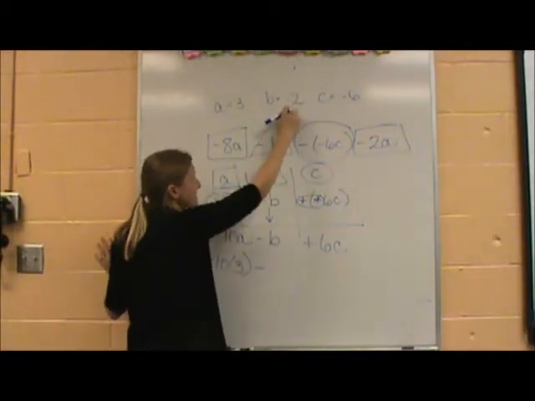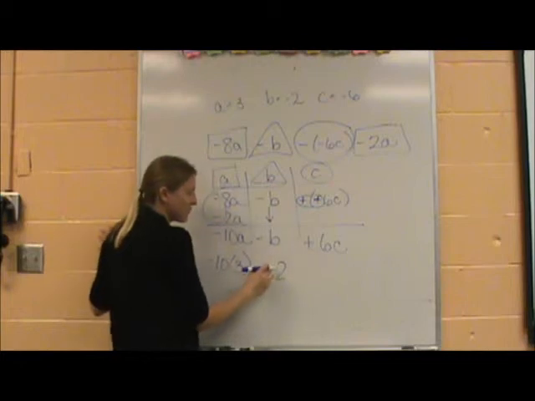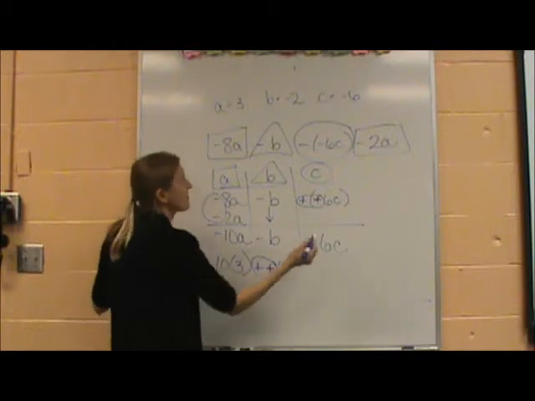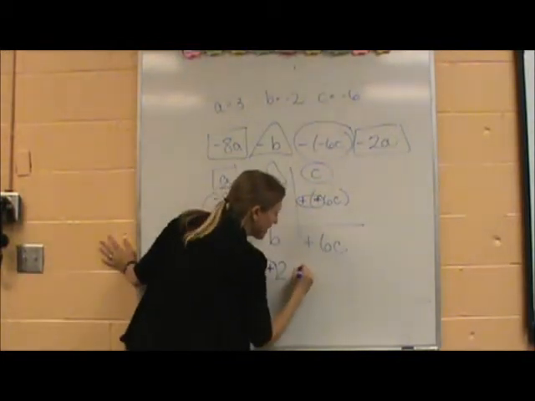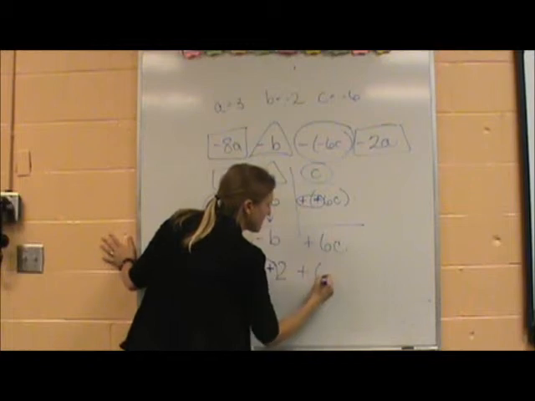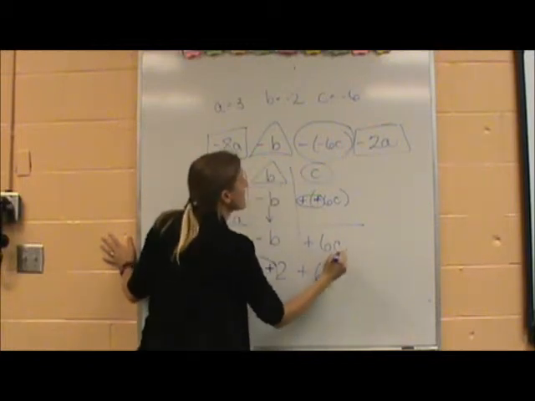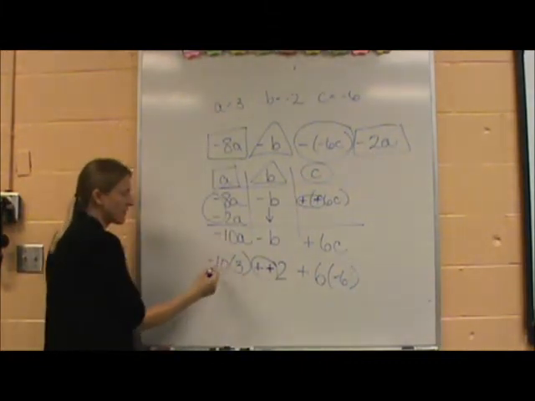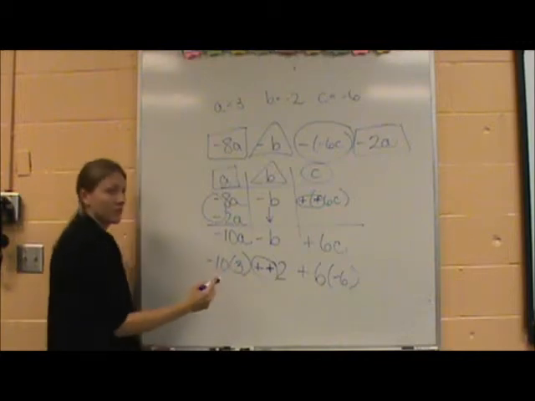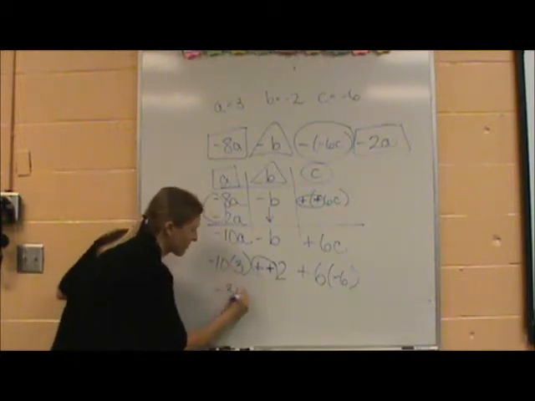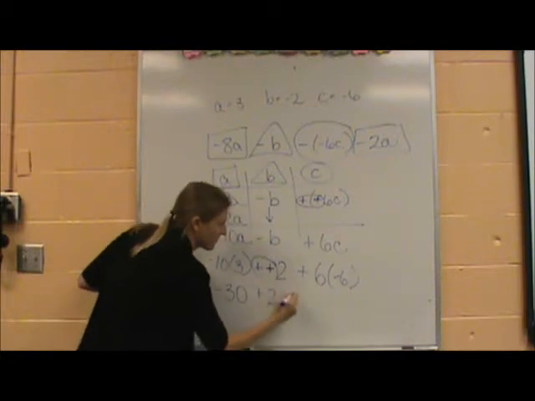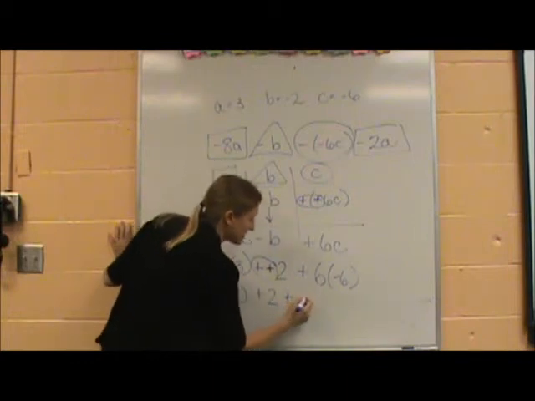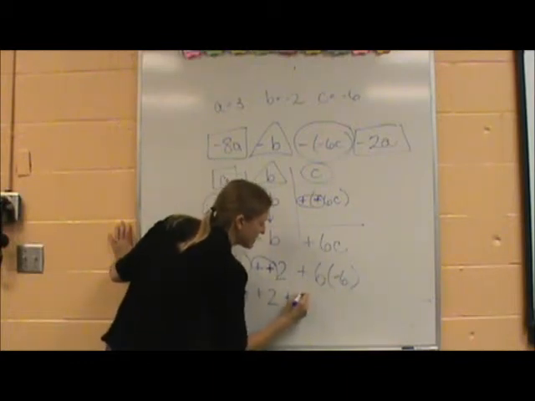Minus b. b means negative 2. As we stated before, two negatives together form a positive. And finally, we're going to put plus 6 times negative 6. So we're going to go and solve throughout. Negative 10 times 3 is negative 30. Plus 2. Plus, now I have 6 times negative 6, which is negative 36.